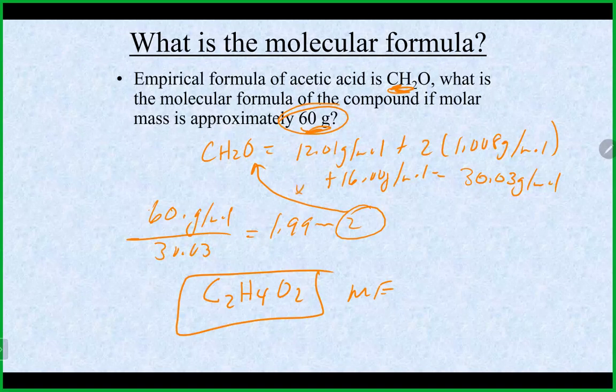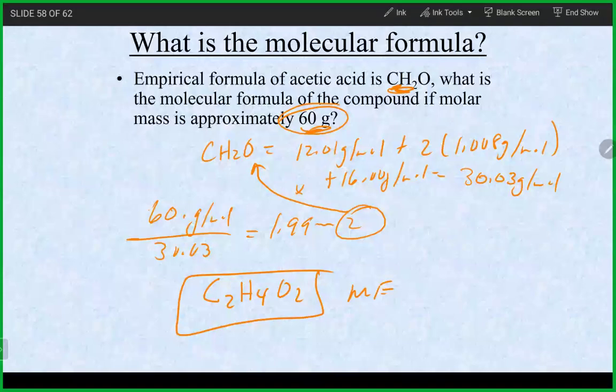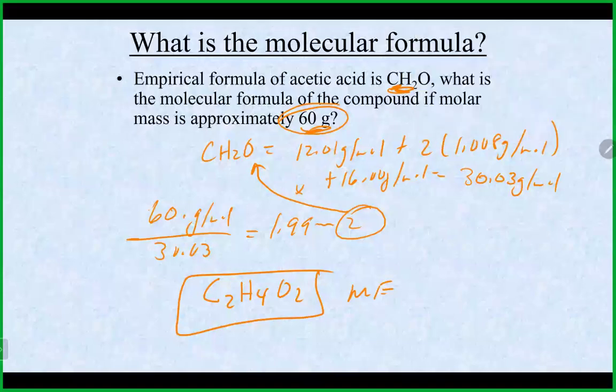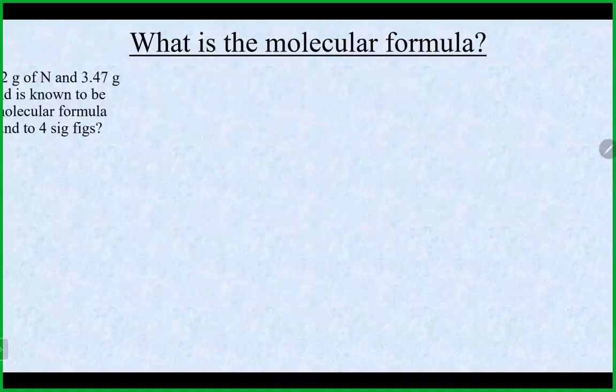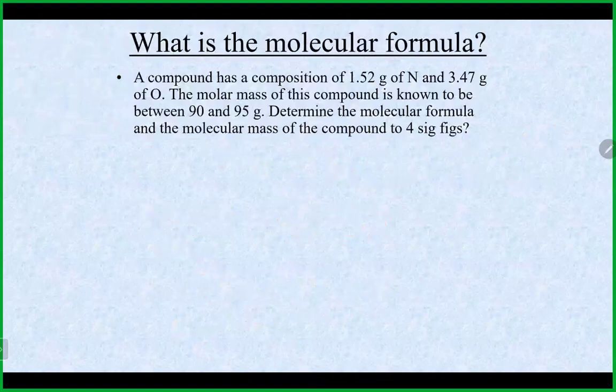All right, so let's take a look at one where you might have to calculate an empirical formula as well. So nitrogen and oxygen, this one, we want the molecular formula, and it has a molar mass between 90 and 95 grams per mole. Nitrogen is 14.01, oxygen still 16.